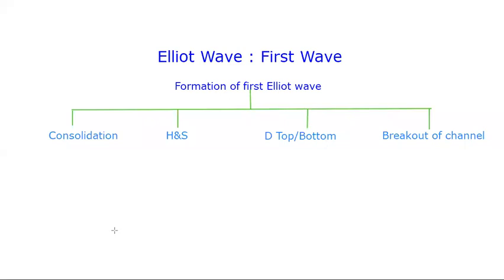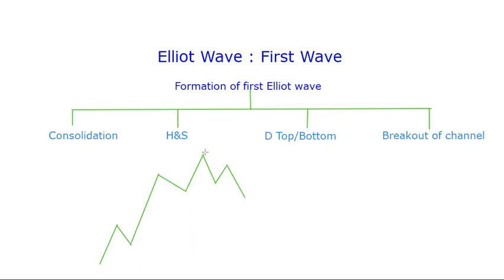So if we say that this is the first wave, say this is the second wave, say this is the third wave, and say we have some fourth wave, and this is the fifth wave, right? And followed by that we have wave A, wave B, and wave C. So there are different kinds of patterns that form as part of the corrective wave, or as part of the fourth wave or second wave. For the corrective wave, I've already uploaded a video.